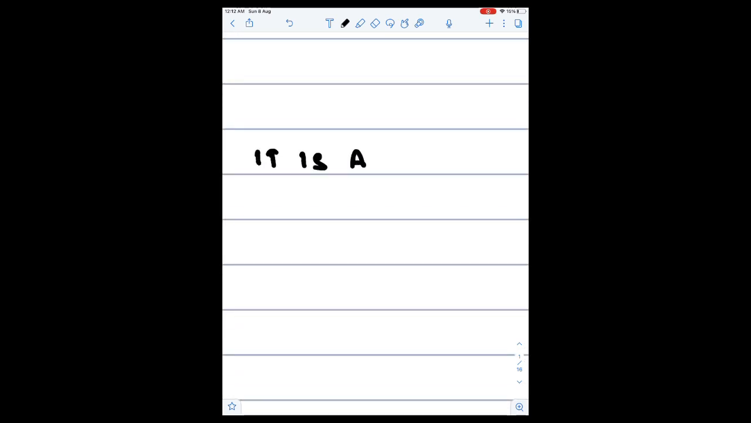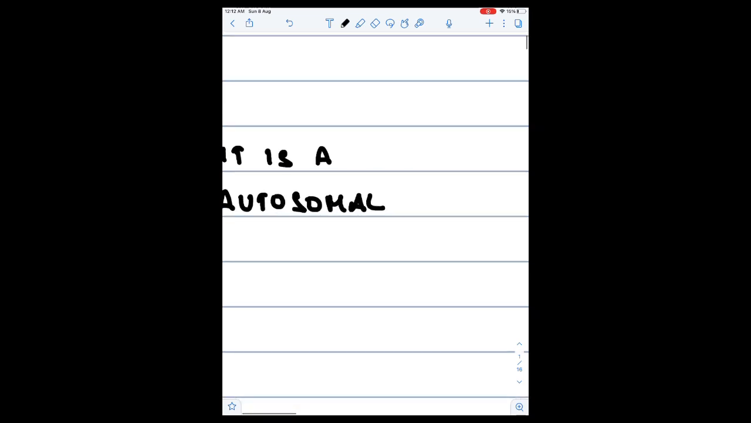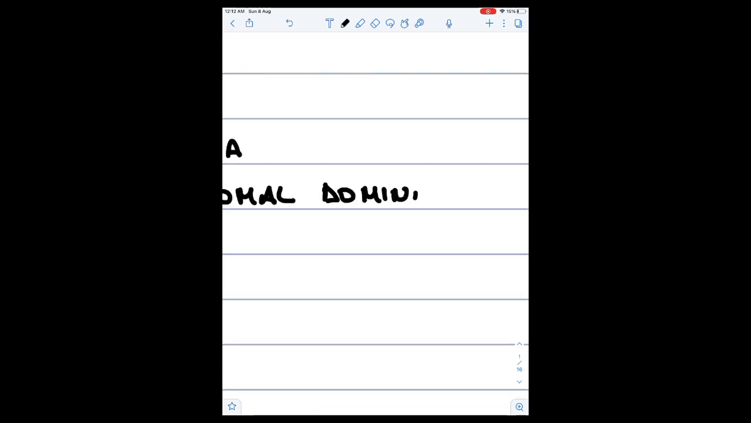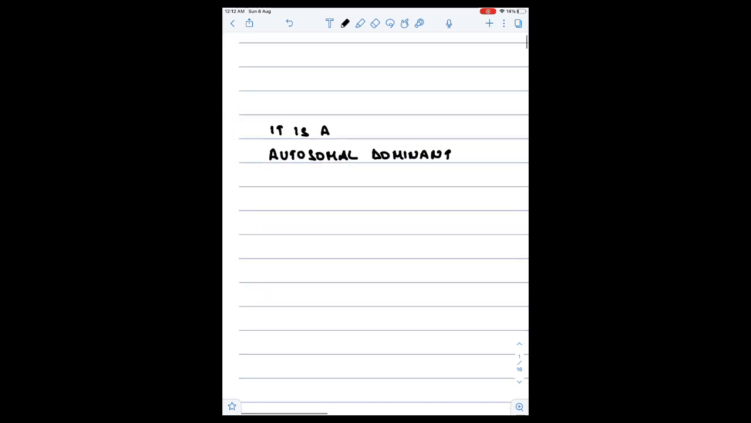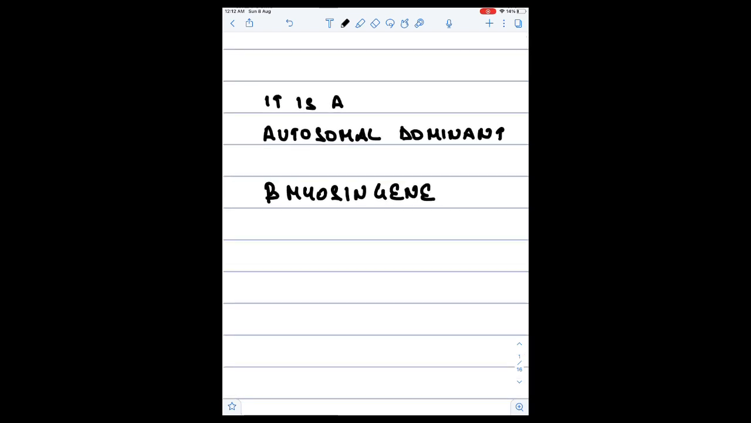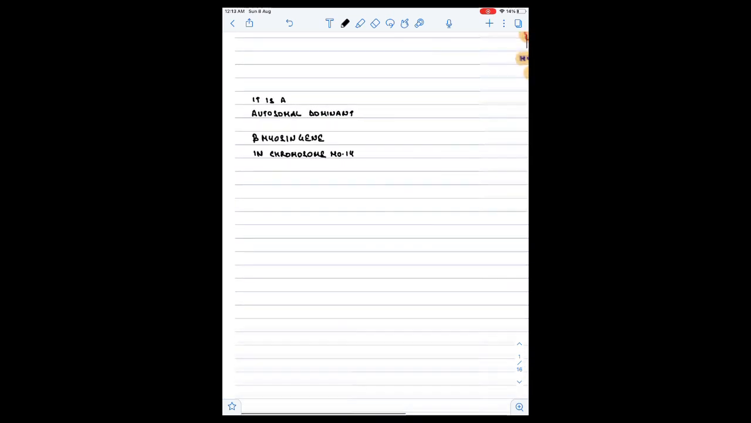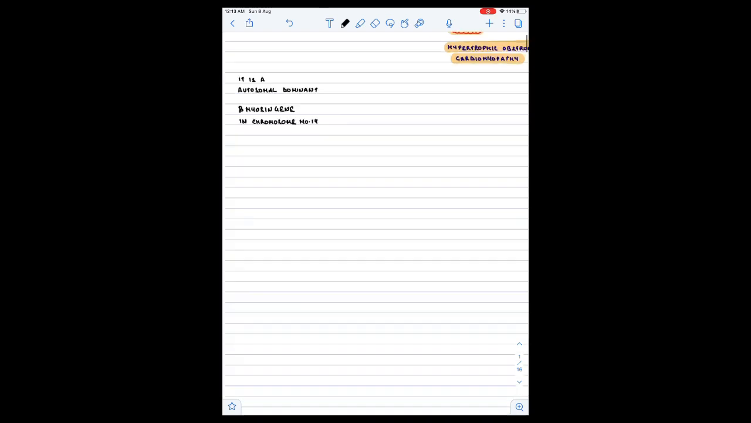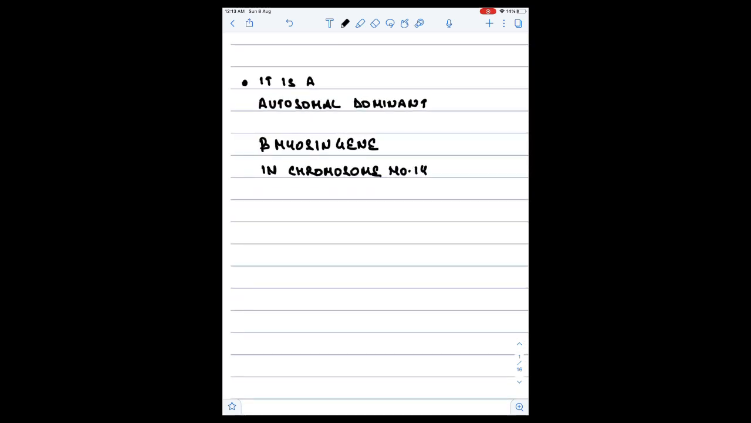Basically, HCM is an autosomal dominant disorder. Autosomal dominant means there is a structural defect. And where is the structural defect? It is in the beta myosin gene, which is present in chromosome number 14. So in chromosome number 14, there is a beta myosin gene which is defective, leading to hypertrophic obstructive cardiomyopathy.